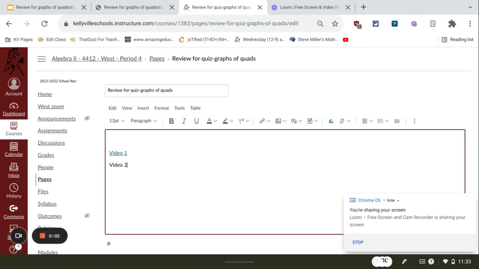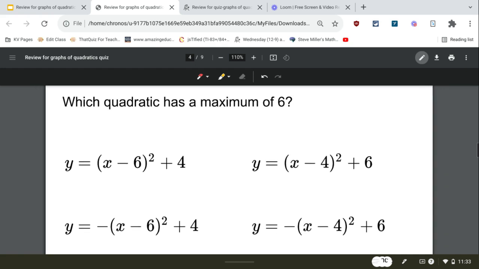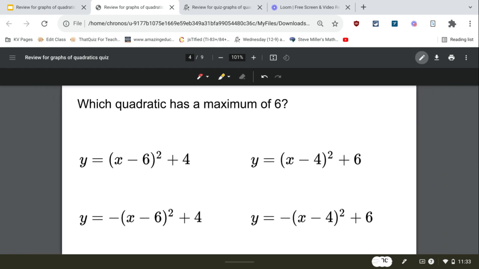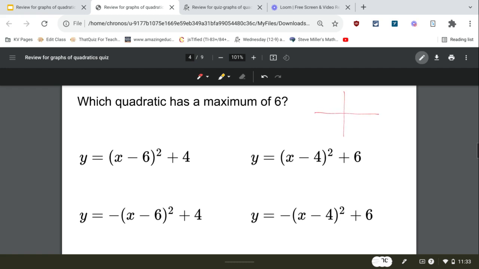All right, part two. This is supposed to be an easy question, but I guess if you're not ready for it, you kind of get caught off guard. Which quadratic has a maximum of 6? That just means that the highest y value is going to be a 6. Basically, in order to have a maximum, it's going to have to open down. So it's going to have to open downwards, and the y value of the vertex has got to be a positive 6.